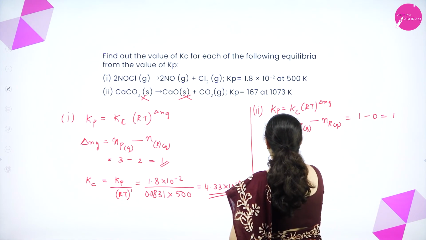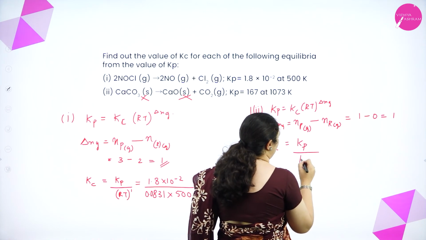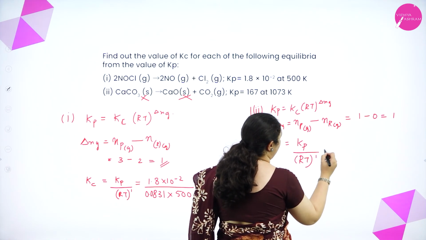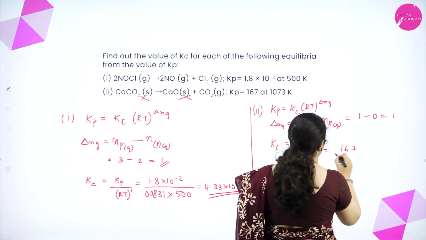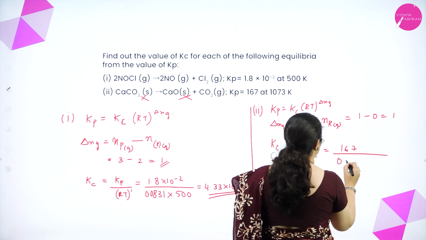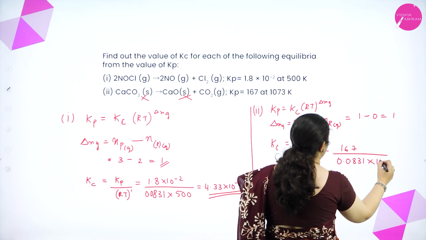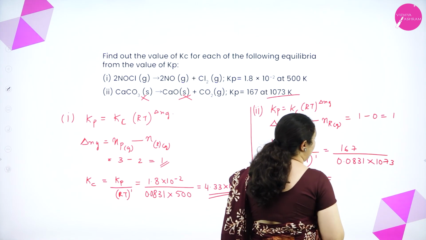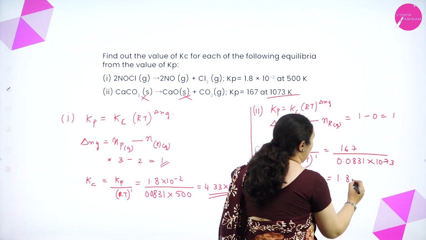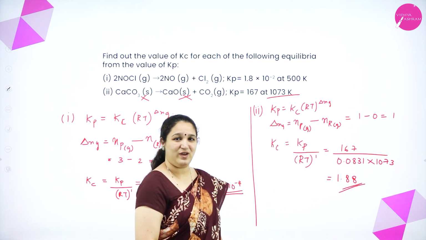Therefore, Kc is equal to Kp by RT to the power 1. Kp value is 167 divided by R is 0.0831 into temperature is 1073. It's given here, 1073 Kelvin. So if I solve this, I'll get it as 1.88 as the answer. Okay?